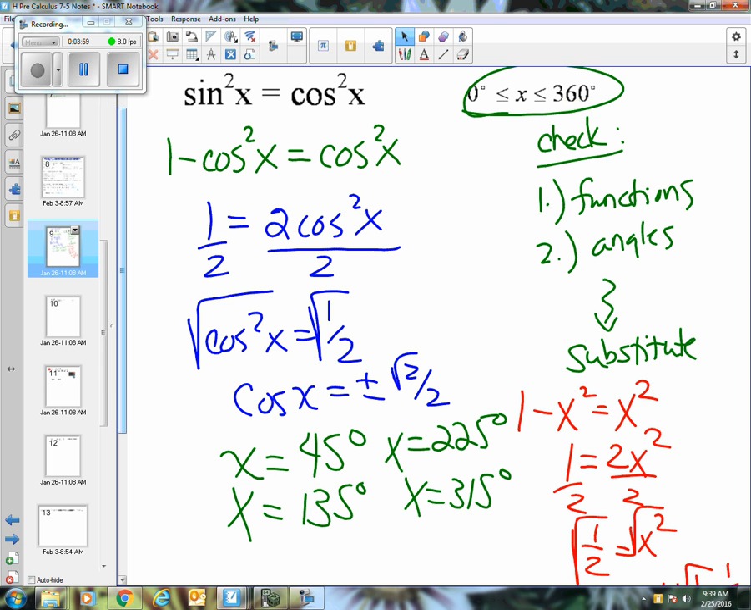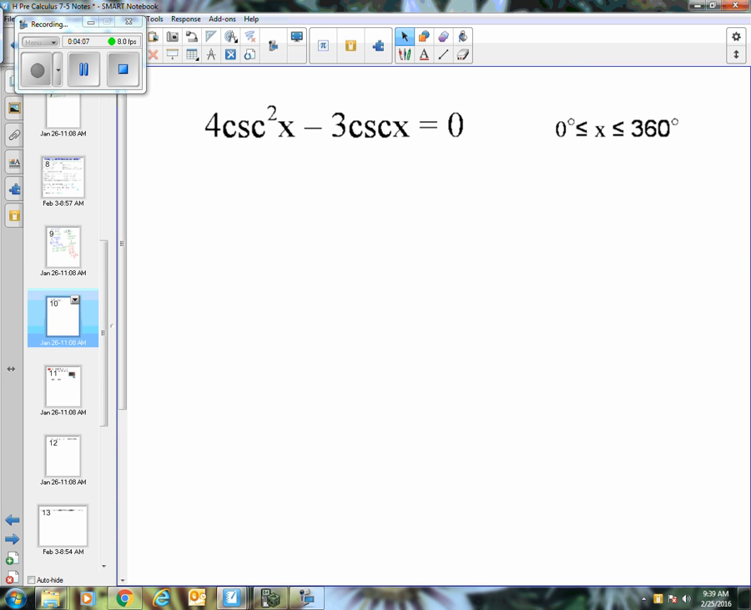So when we're solving, we're looking for the values that make it true. So here's one where the angles were the same, but the functions were different, so we substituted. All right, so let's try another one. Same kind of question. So check your functions and your angles.